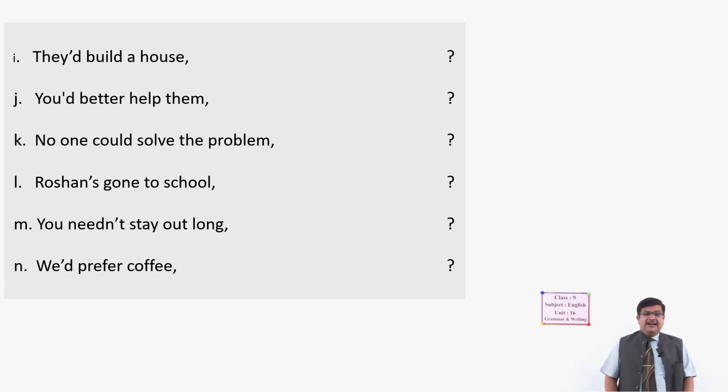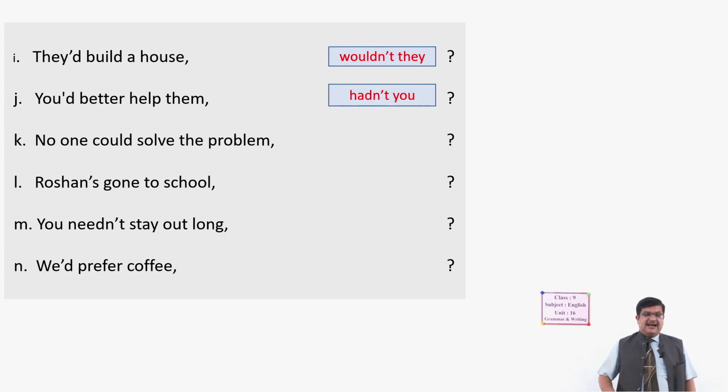Similarly, we have some other examples as well. They would build a house. When a sentence comes with apostrophe d with a root form of the verb, there must be wouldn't they. You had better help them. Apostrophe d with better, had, always had. This is a very, very confusing sentence. So, the statement is affirmative, so the tag must be negative. As I said, we must use a pronoun in the tag, not a noun.